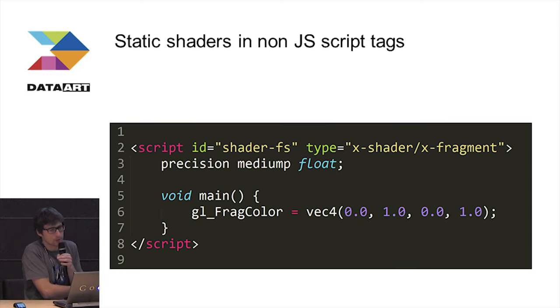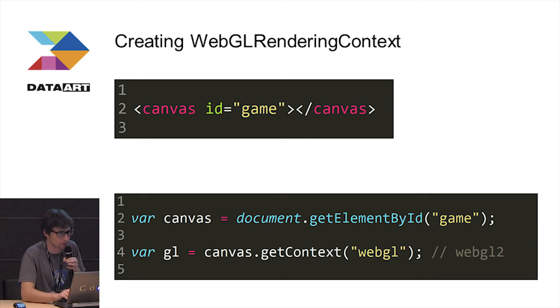So usually in game engines, GLSL shader strings are built dynamically at runtime with the help of some predefined templates. But for our simplest example, we'll just use non-JS script tags to write our shaders, and using the DOM API, we'll get the contents of this element as a string and pass it to our shader program. So we need to create a WebGL rendering context using this HTML5 canvas element and actually get the context from the canvas, passing this webgl string. And gl is actually our entry point to all the WebGL API.